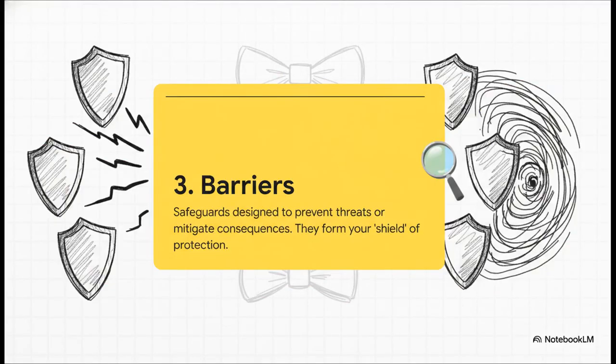And right here, this is where the bow tie goes from being a drawing to a real management tool. The barriers. These are the safeguards you put in place. They're the controls, the procedures, the technologies, anything designed to either stop a threat in its tracks or, if that fails, to stop the top event from leading to a devastating consequence. They're what make up your shield.